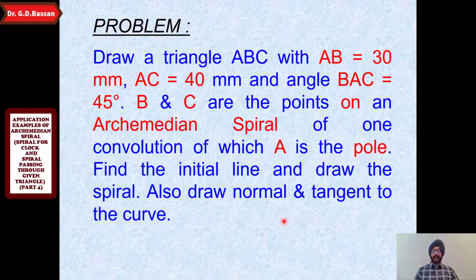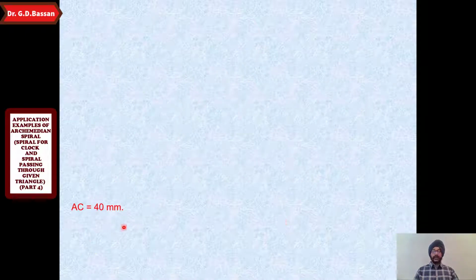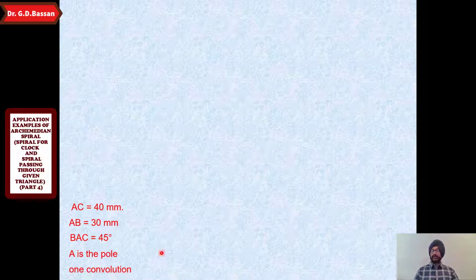So here AC has been given as 40 mm, AB is given as 30 mm, angle BAC is given as 45 degrees, A is the pole, and it is for one full convolution. Okay, now depending upon this data, let us start solving the example. So mark a point A and draw a line AC equal to 40 mm. Mark another line of 30 mm at 45 degrees with AC.